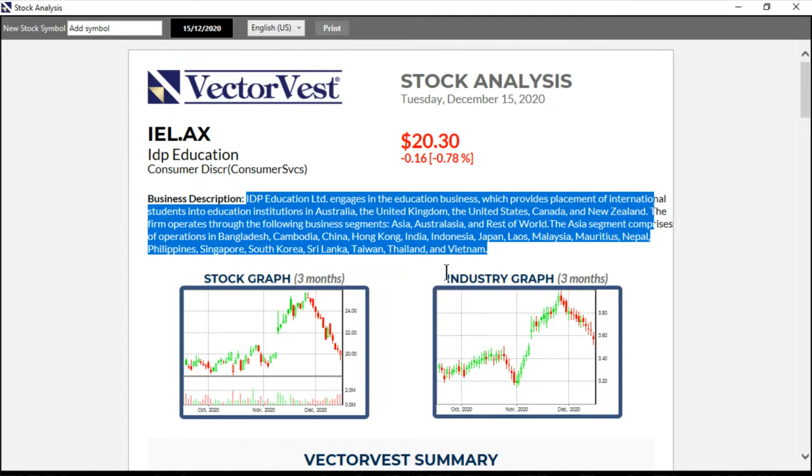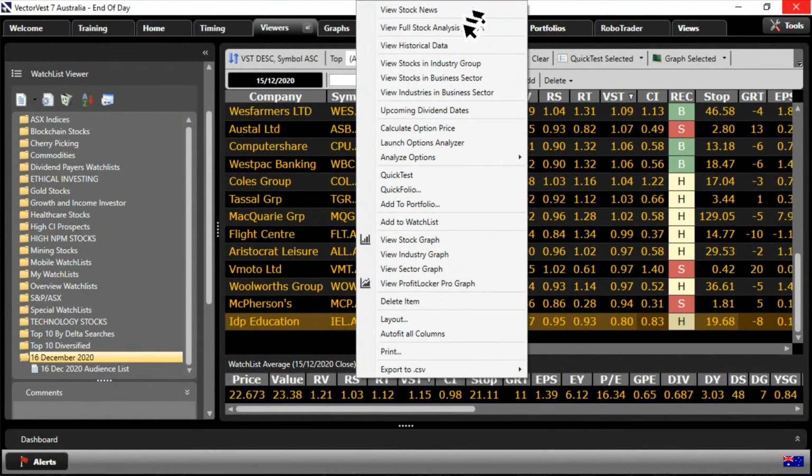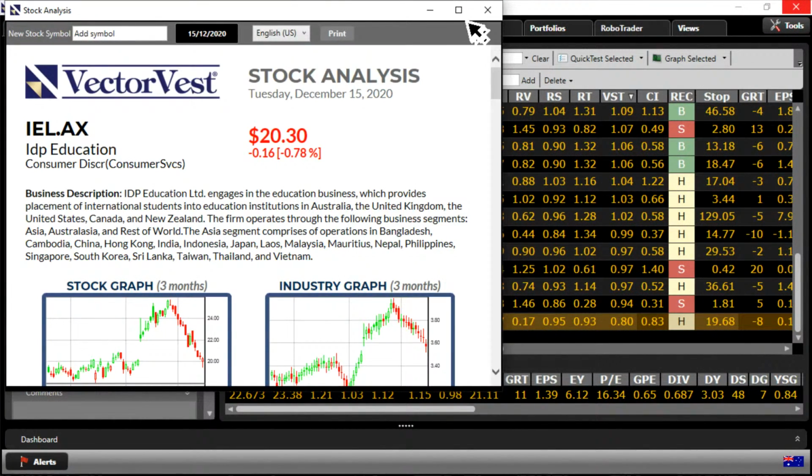It's right up there, along with housing, of course, like in many countries around the world, highly dependent on the housing market's success. Education's a key prong in Australia's GDP. It's been hit a bit this year because of the restrictions in international travel. Nonetheless, so right-click, view full stock analysis report.